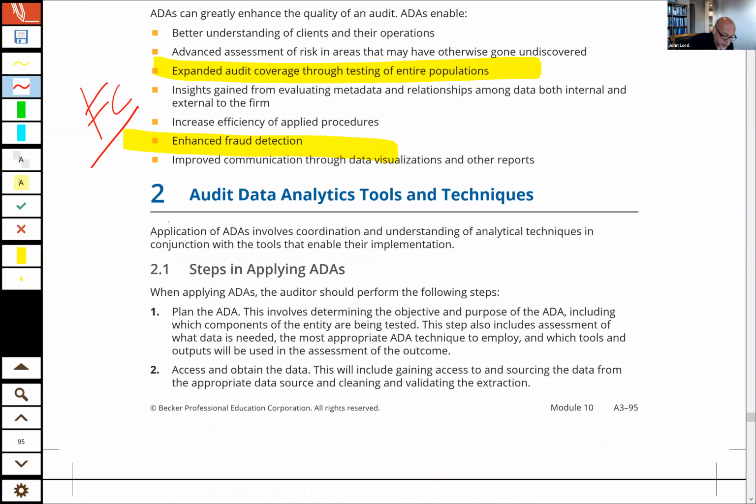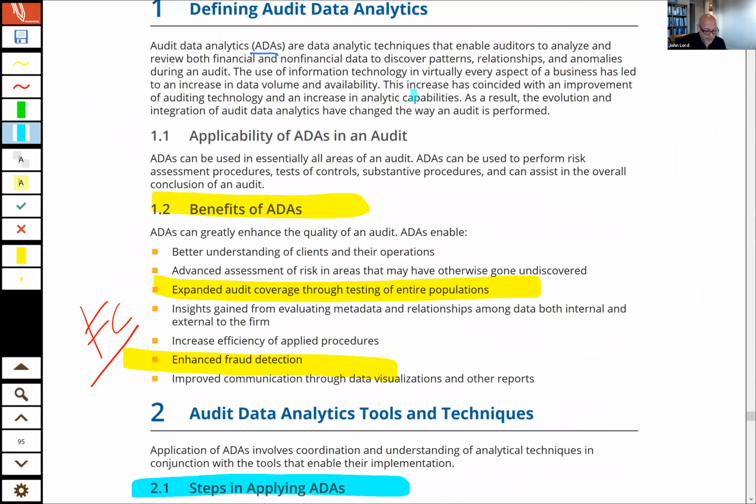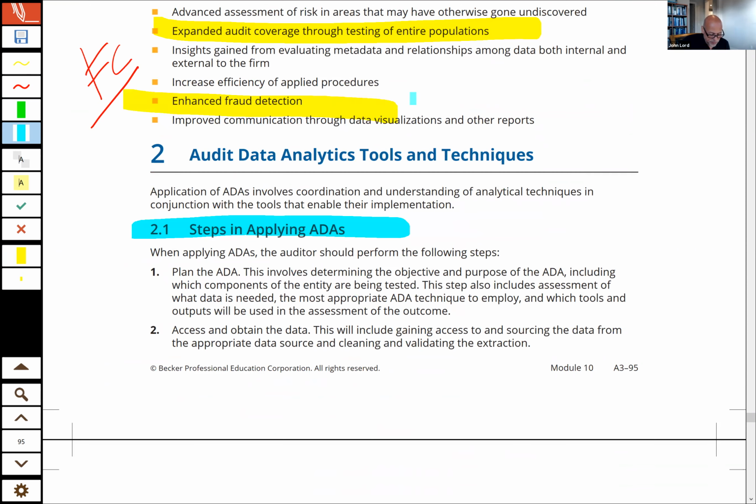Okay, now let's look at the steps in applying ADA, which is audit data analytics, is what they mean by ADA. I don't know if I like that, because the Americans with Disabilities Act is also ADA. So I don't know, Becker, whoever, should have thought about using that abbreviation there. But anyway, we have the steps.